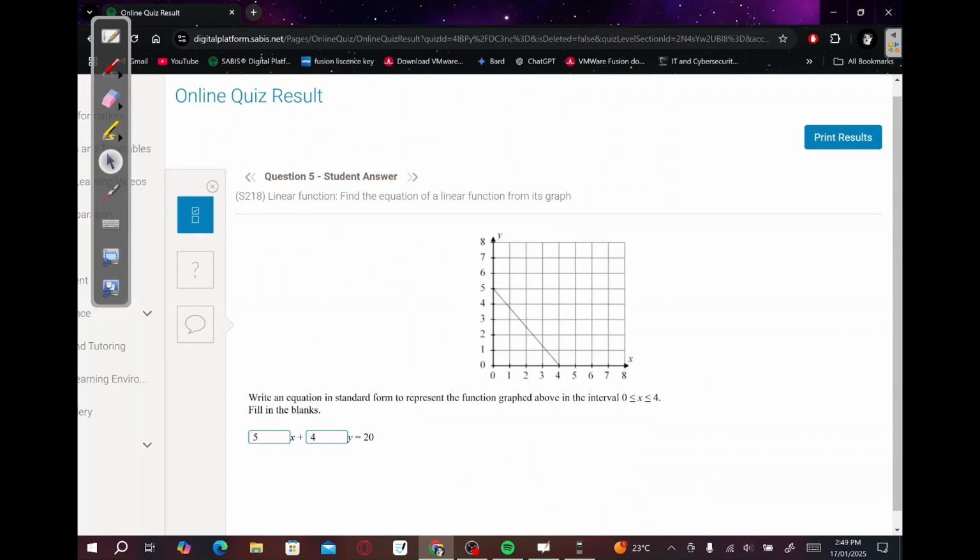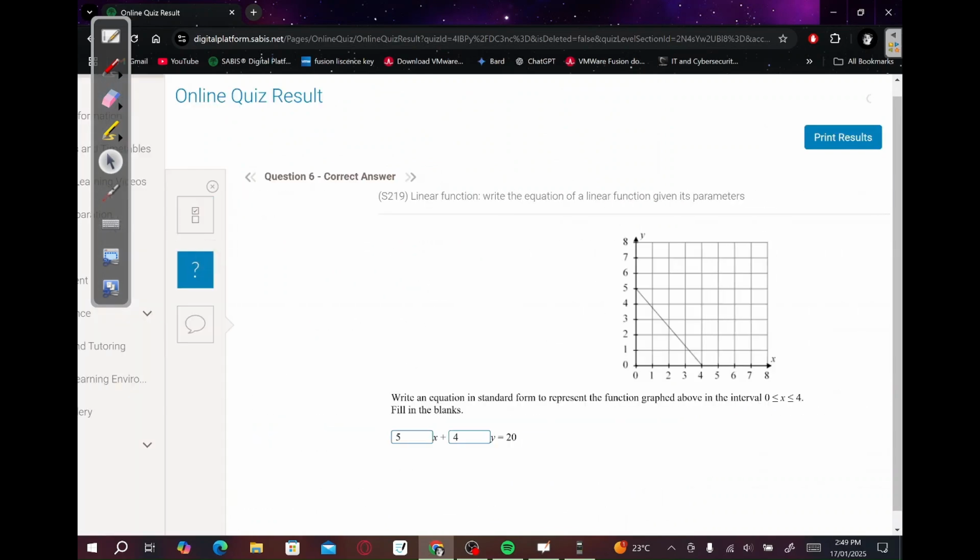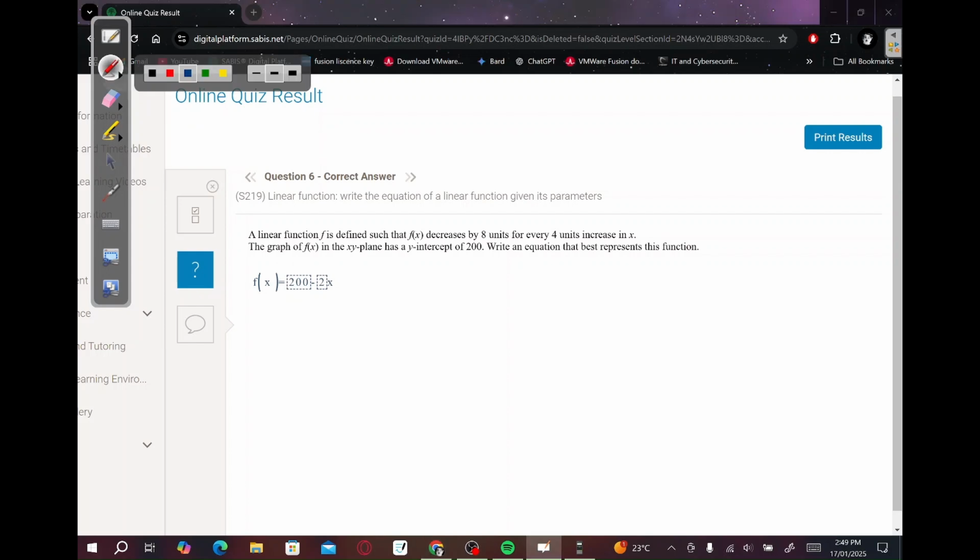Question 6. A linear function f is defined such that f of x decreases by 8 units. And remember, f of x is y. So y decreases by 8 units for every 4 units increase in x. So we're just going to save these. If you notice, this is our slope, right? It decreases by 8 units, so minus 8 over an increase of 4 units, over 4. This is negative 2, which is equal to m.